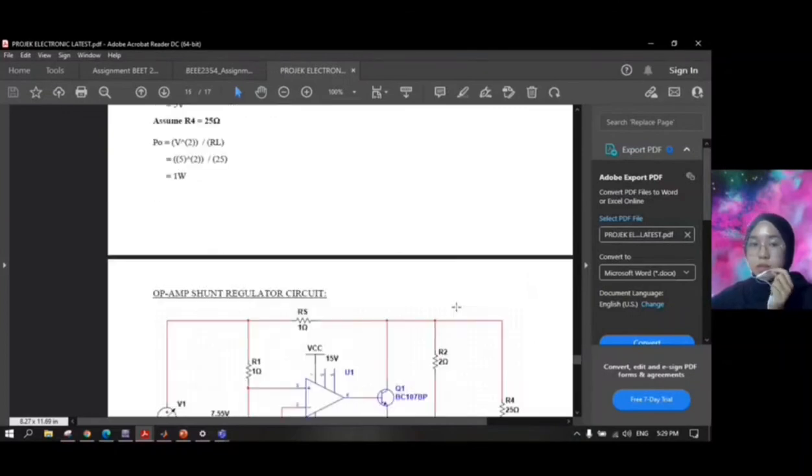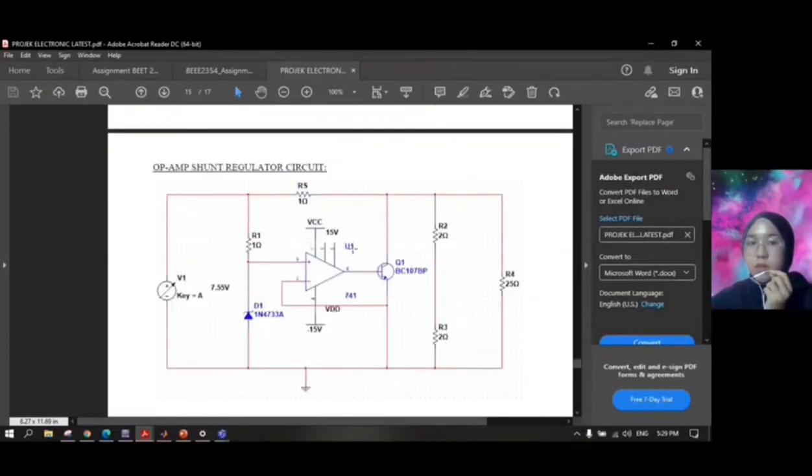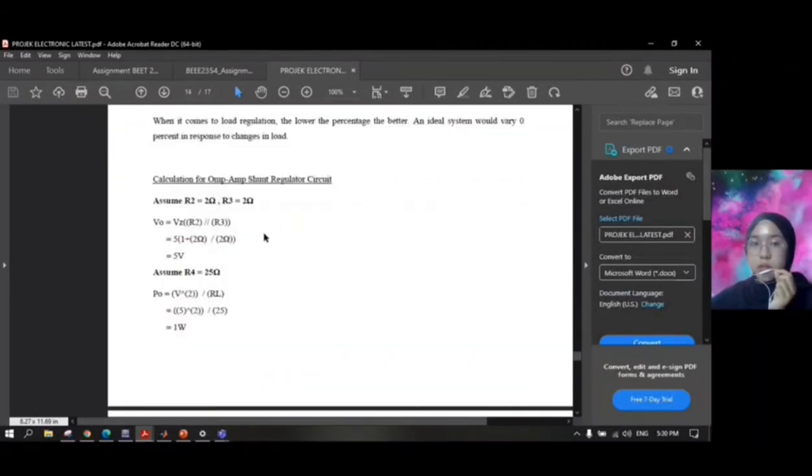Okay, now this is the operational amplifier shunt regulator circuit that we are using. For the calculation, we assume that R2 and R3 are 2 ohm. So the formula for voltage output is zero voltage multiplied by R2 and R3 in parallel, and then we can get 5 volt.